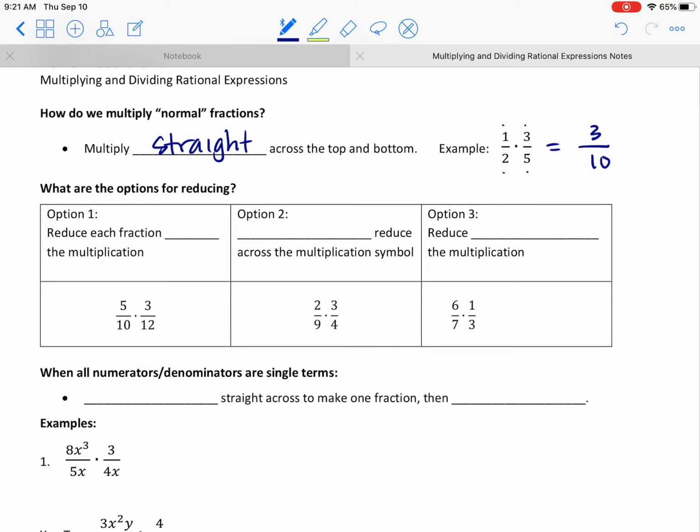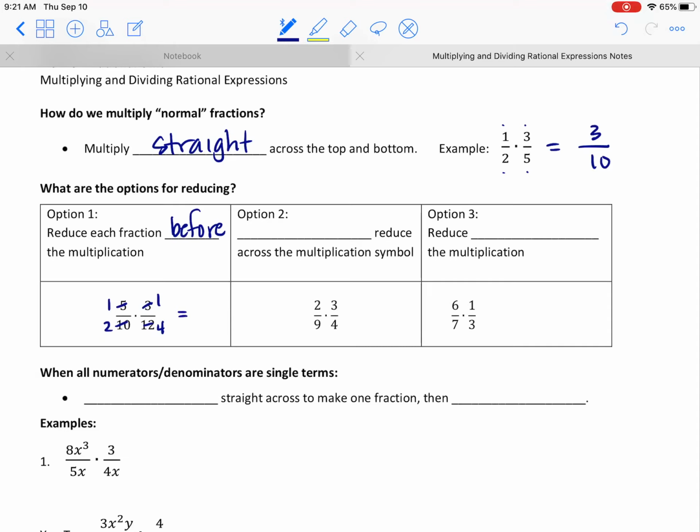The only thing that could make this somewhat complicated is the reducing part, because we have options. So one option for reducing is to reduce each fraction before we multiply. So we are allowed to reduce each fraction before we multiply. For instance, in option 1 here, it says multiply 5/10 and 3/12. So you're probably recognizing that both of those fractions are reducible. So I could reduce the 5 over 10. 5 goes in here once and in here twice. I could reduce the 3 and 12. 3 goes in here once and in here 4 times.